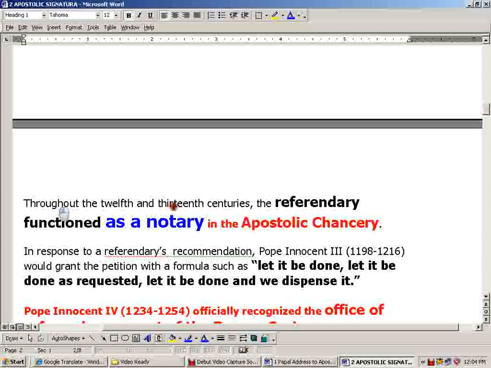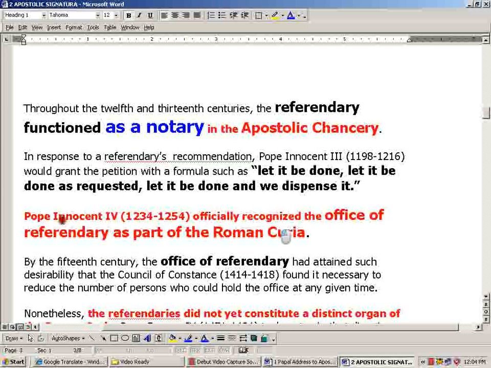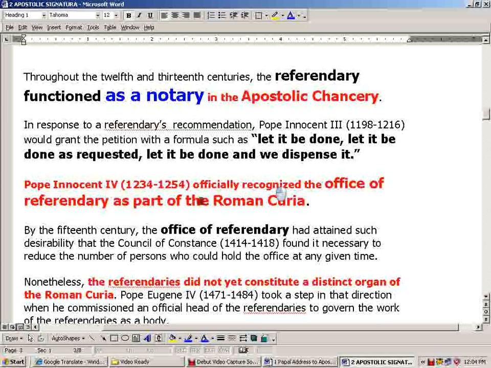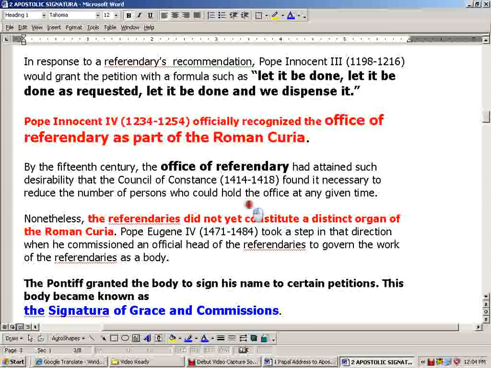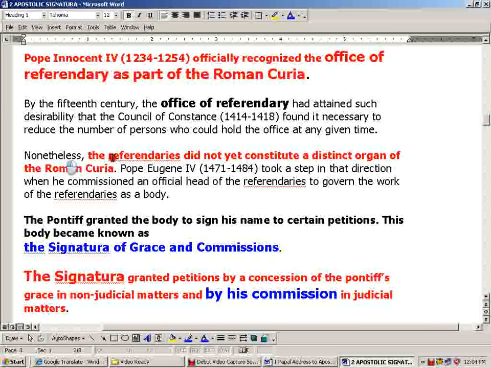Throughout the 12th and 13th centuries, the referendary functioned as a notary in the Apostolic Chancery. In response to the referendary's recommendation, Pope Innocent III would grant the petition with a formula such as, let it be done as requested, let it be done, and we dispense it. So let it be written, so let it be done. Officially recognized the office of referendary as part of the Roman Curia. So this office of referendary is part of the Roman Curia. It doesn't necessarily have to be in Rome. The referendarius did not yet constitute a distinct organ of the Roman Curia.